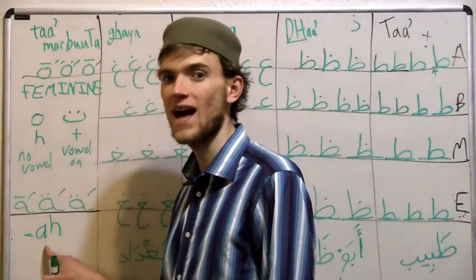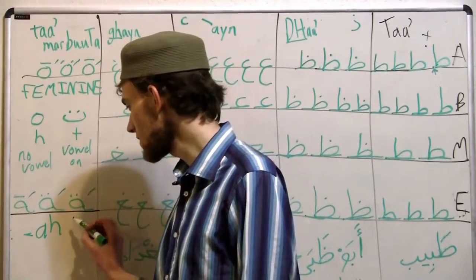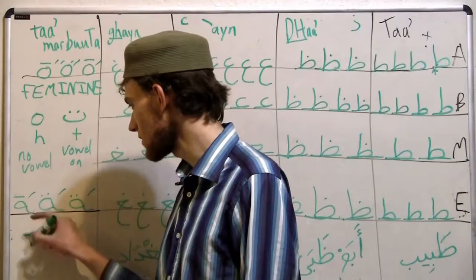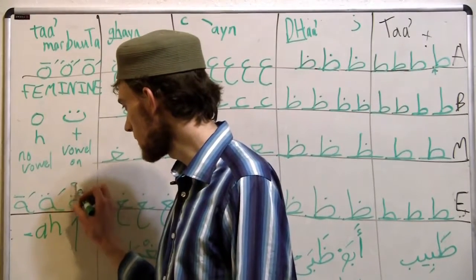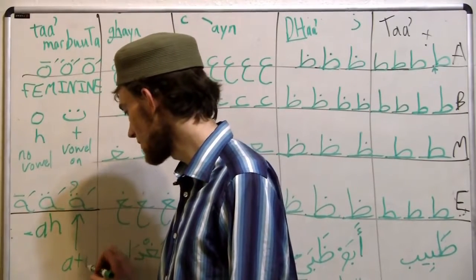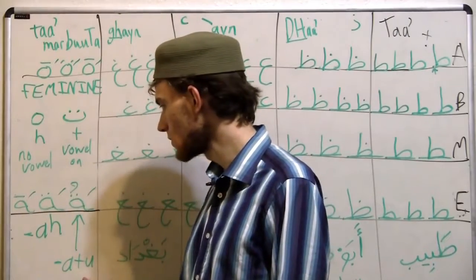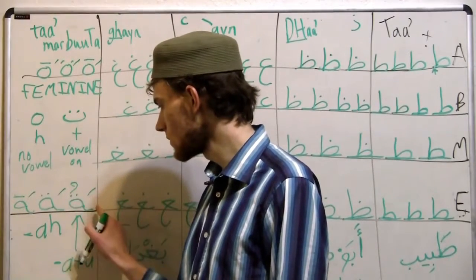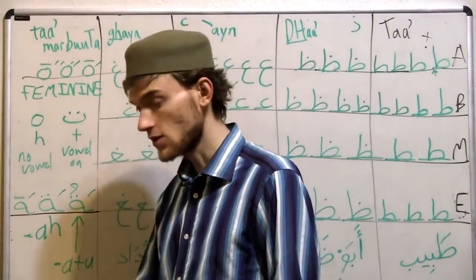Everyone say for me, ah. If there is a vowel on it, so say we have here, we're putting a dhamma on here, it becomes at. So atu. Right? Everyone say atu. Atu. Okay.